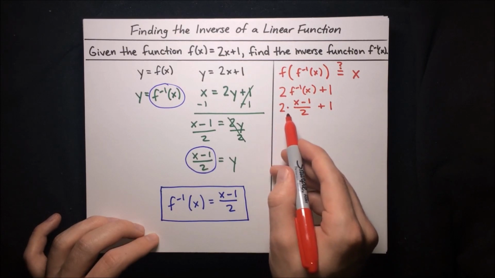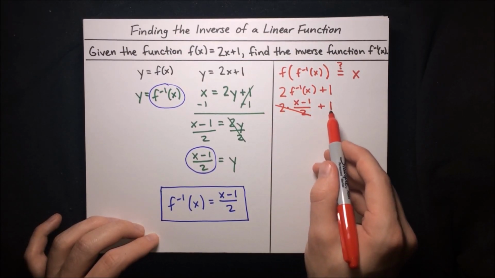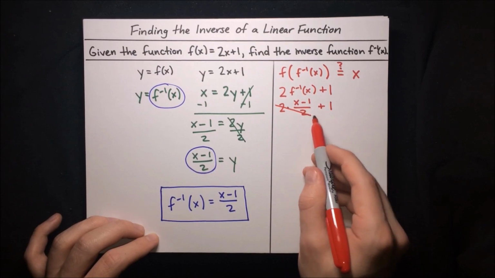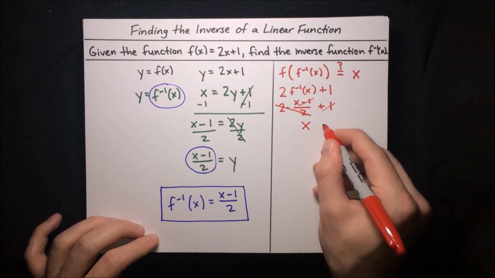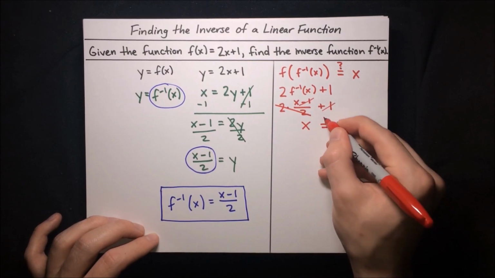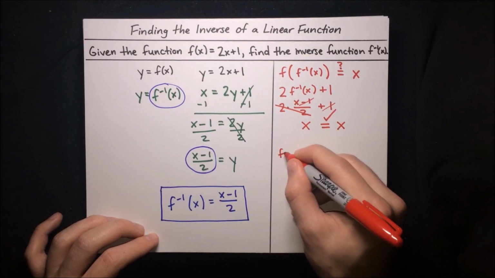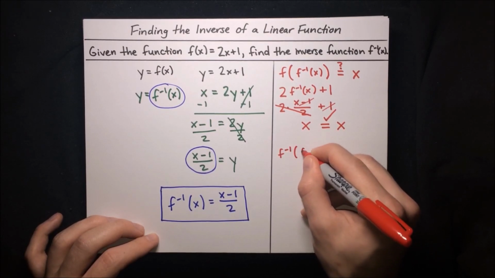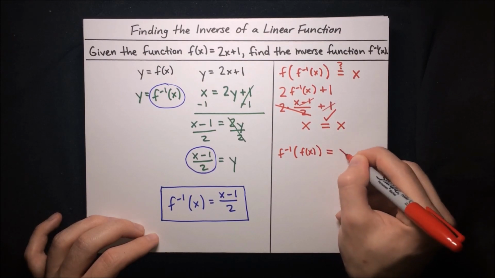So we have 2 times (x minus 1) over 2, then plus 1. And hey, this 2 over 2 cancels out here. And we've just got x minus 1, then plus 1. So the minus 1 and the plus 1 cancel as well, and we're left with just x. And indeed, that works out. x equals x, so we're good. But we should also check the other way. We should check that f inverse of f of x is also equal to x.